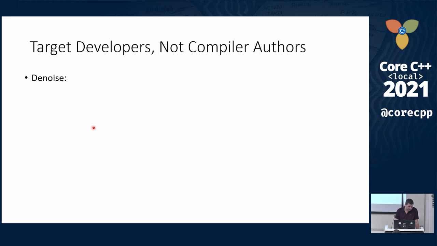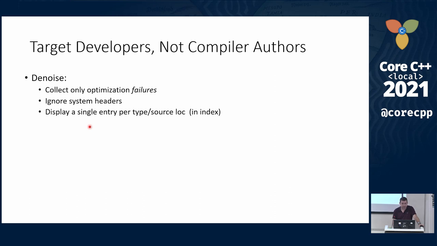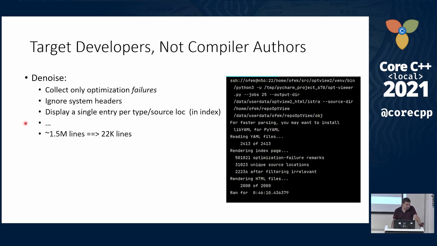Some of the stuff that I'm doing is I collect only optimization failures. I don't care about any of the million optimizations that succeeded. I mostly don't care about system headers. I might, but more often than not I don't. There's a ton of duplicity due to repeated optimization messages from different inlining contexts. Mostly I can settle for one copy of these. There's lots of other stuff that I do. In the context of my own work, I was able to reduce the message volume by two orders of magnitude. This is still somewhat noisy, but two orders of magnitude less noisy.